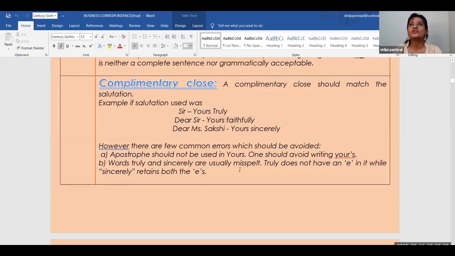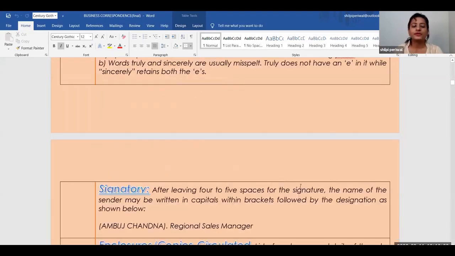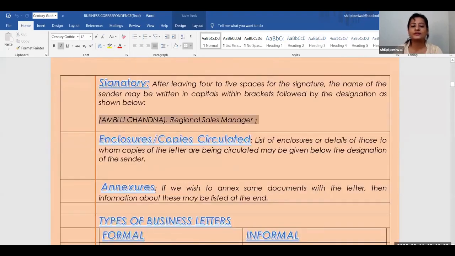We use yours faithfully mostly in interview letters, or when writing to our school or college principals. When you're addressing someone by their name, it's okay to write yours sincerely. It means the person might be at a similar level as you, or of similar age. Signatory: you need to write down the entire name and the designation of the person, and leave a little space above this so that you can sign it.